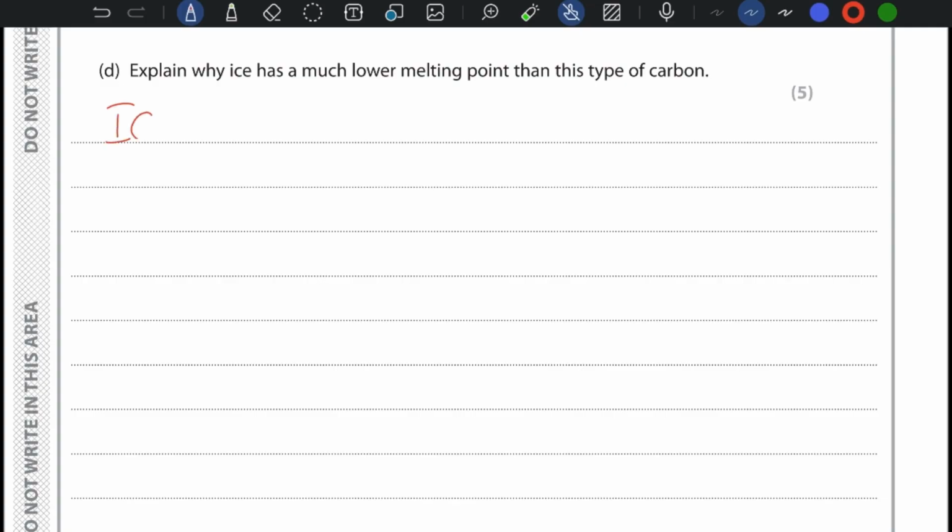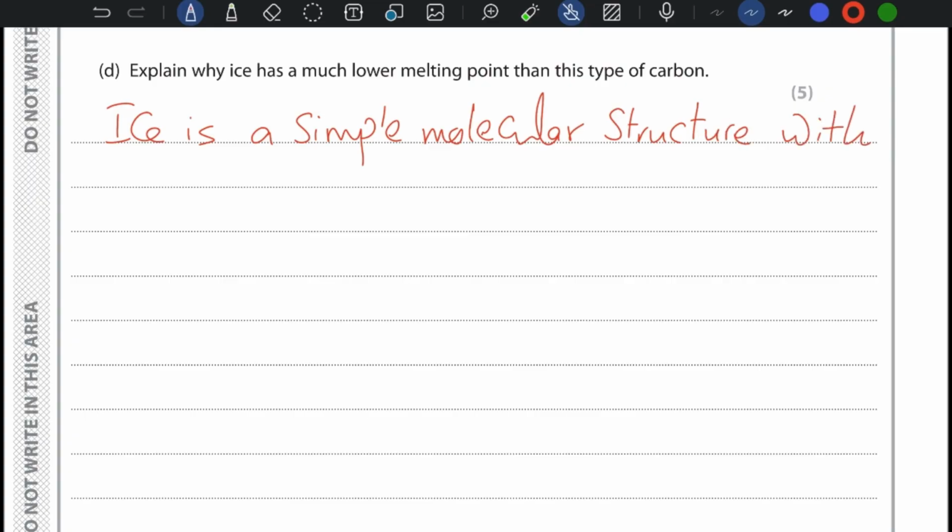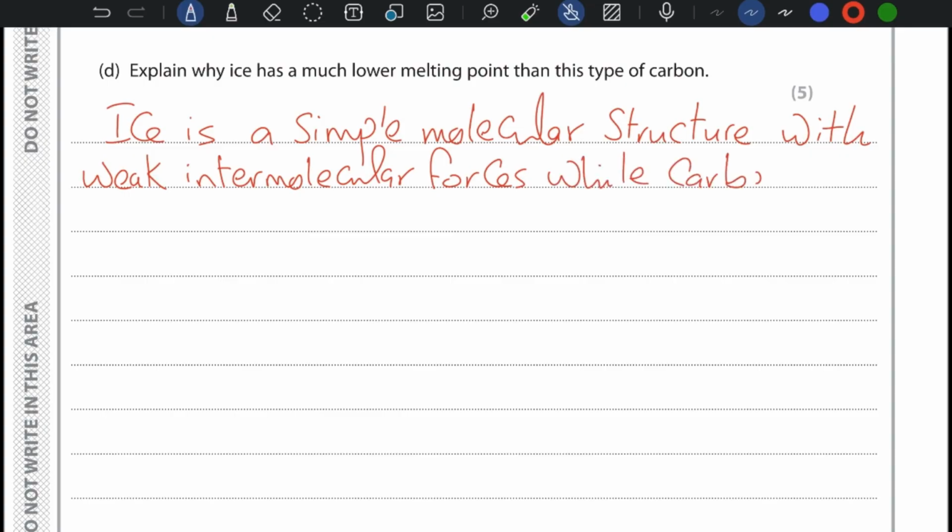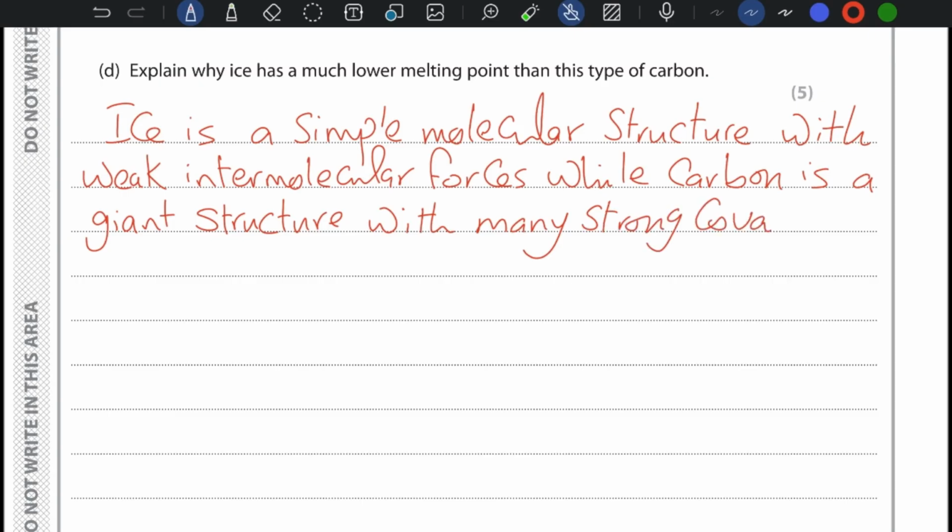So we can write that ice is a simple molecular structure with, as we just mentioned, weak intermolecular forces, while carbon is a giant structure with many strong covalent bonds between atoms.